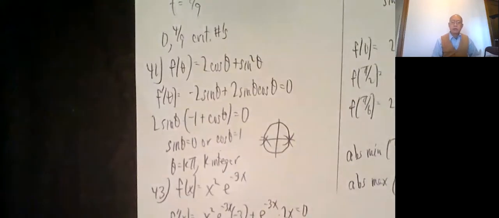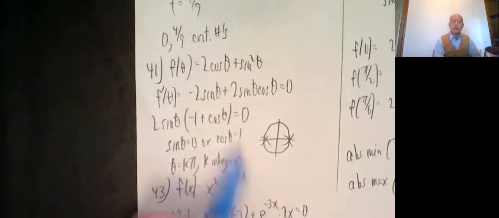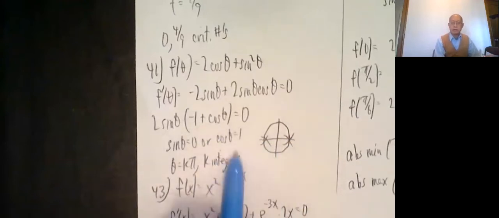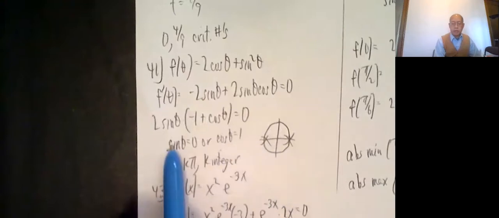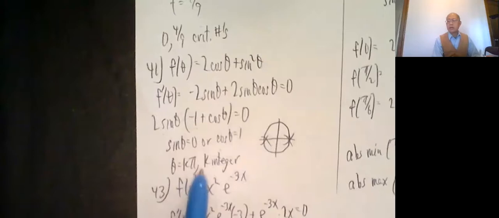1. So on a unit circle, sine of theta equals 0. When is the y coordinate equal to 0? That's here and here and here and here. So multiples of pi. Cosine of theta is 1. X coordinate is 1. That's over here, but that's already swallowed up by this. So I just want multiples of pi. So theta is equal to k pi, where k is an integer.